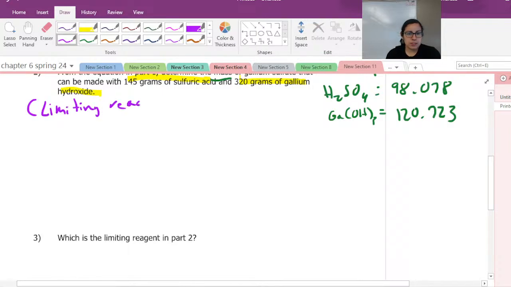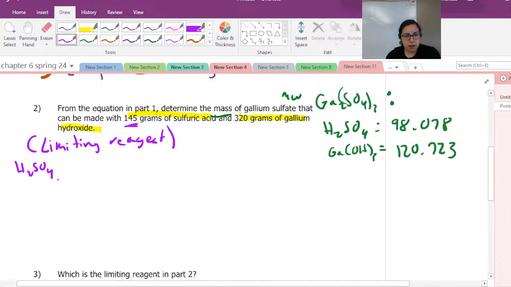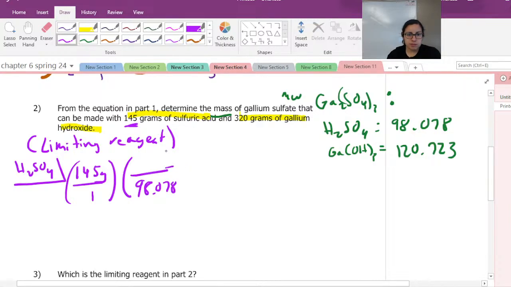So what I was getting at is that we have to do our stoichiometry twice, because we don't know which one is going to run out first, so we have to determine that. Let's just go through that. We have our sulfuric acid, and we're starting with 145 grams, then convert to moles, dividing by 98.078 grams per 1 mole of sulfuric acid.